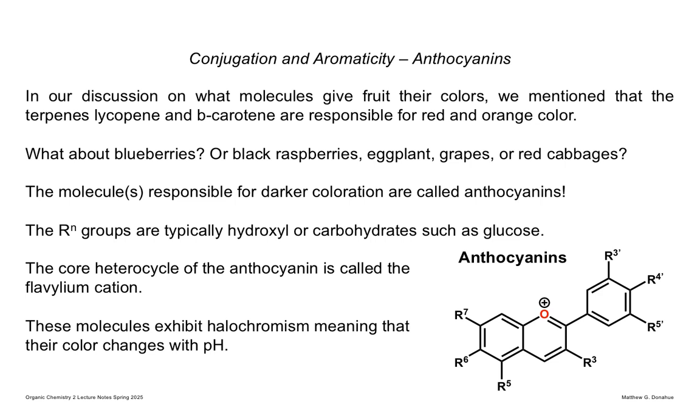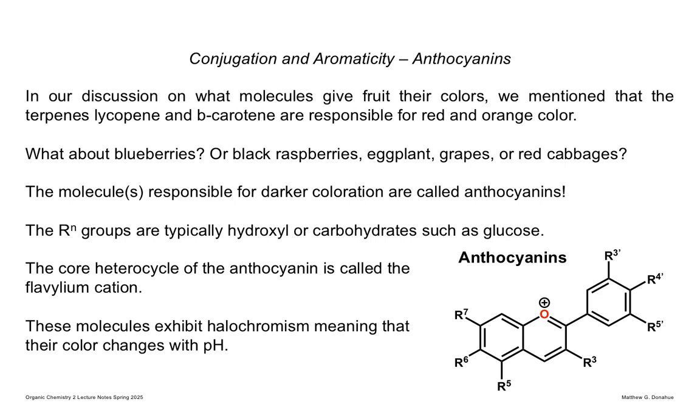So what about things that are not red or orange or yellow? So blueberries, black raspberries, eggplant, grapes, red cabbages. These have much different structures in them, so that just visually should look a lot different to you. It's no longer a linear chain with conjugation, but now you have these rings. But when you look at the double bonds in those rings, they're all conjugated. And so this has an oxygen plus, and then there's some counter ion that's balancing that out.